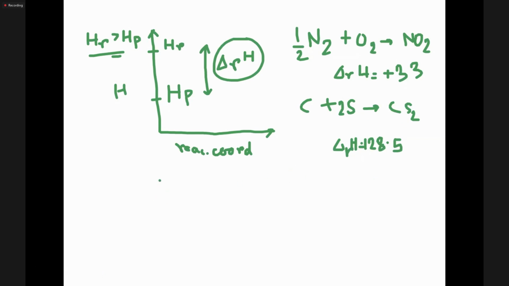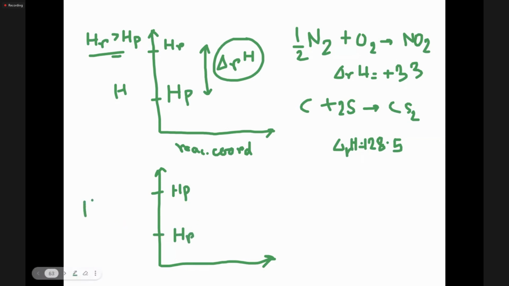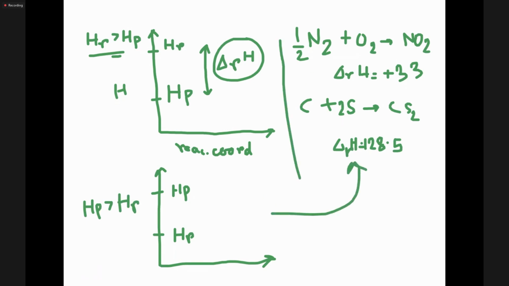So in this case, what will be the graph? If we put the similar graph here, we have the reaction coordinate here. We will have the HP, that is the potential of the products, at a high value, but the potential of the reactants will be at a lower value. So here in this case, HP is greater than HR. Since HP is greater than HR, the del RH value is positive. These reactions are endothermic in nature.